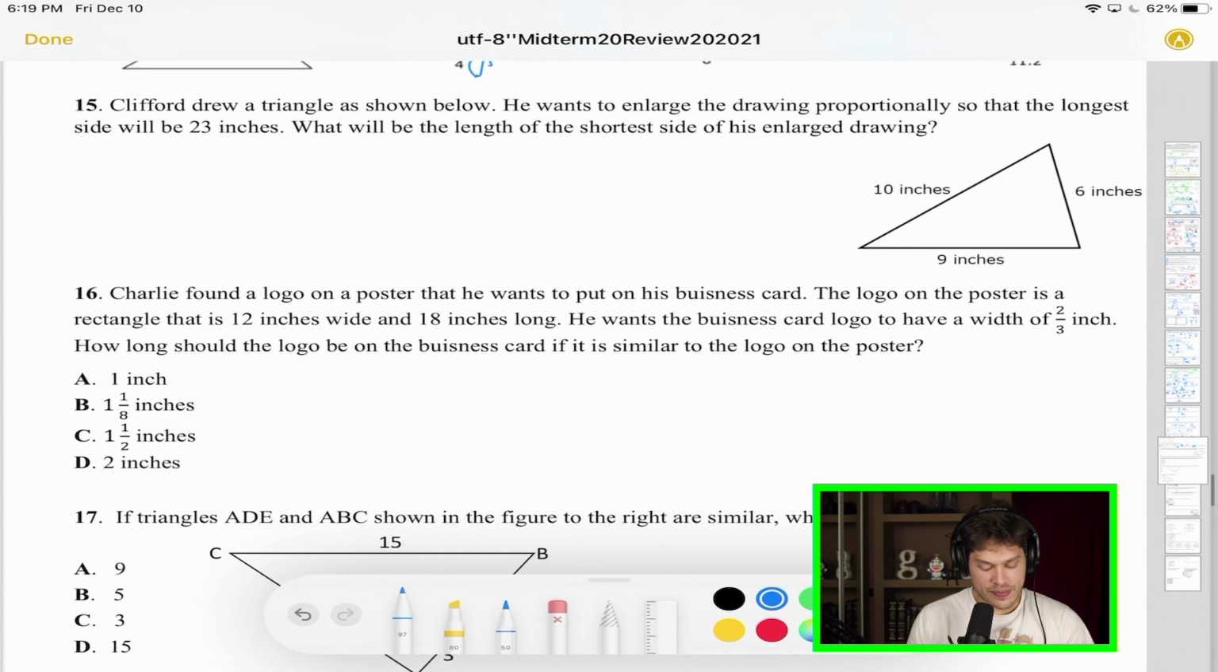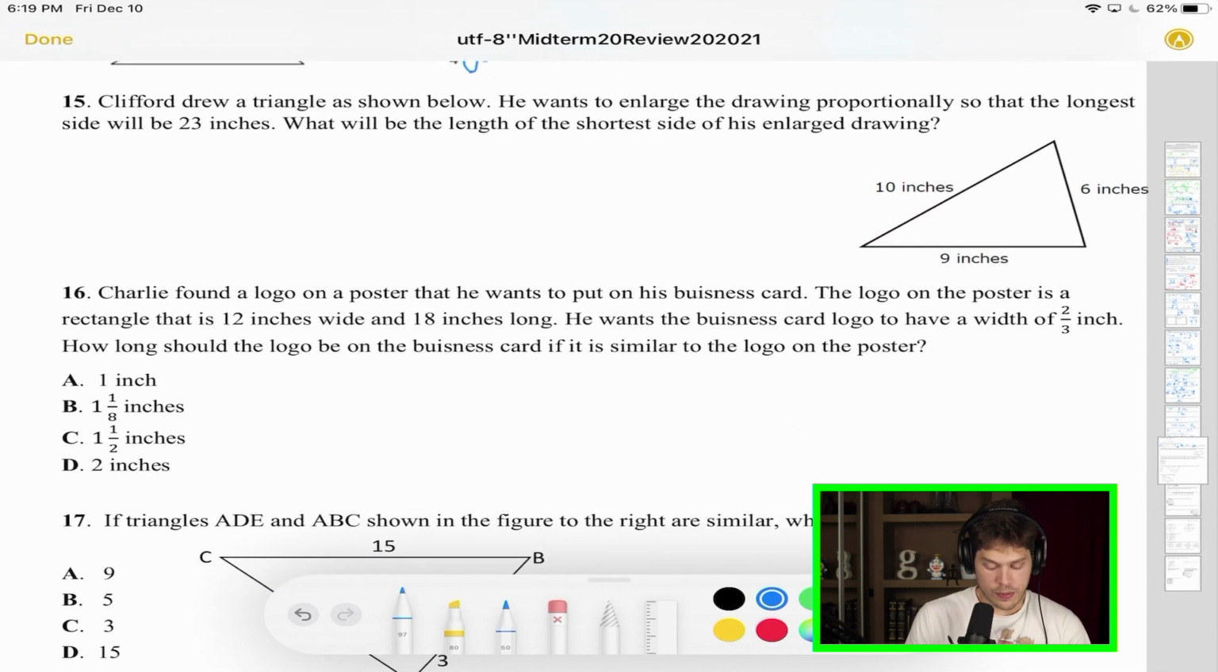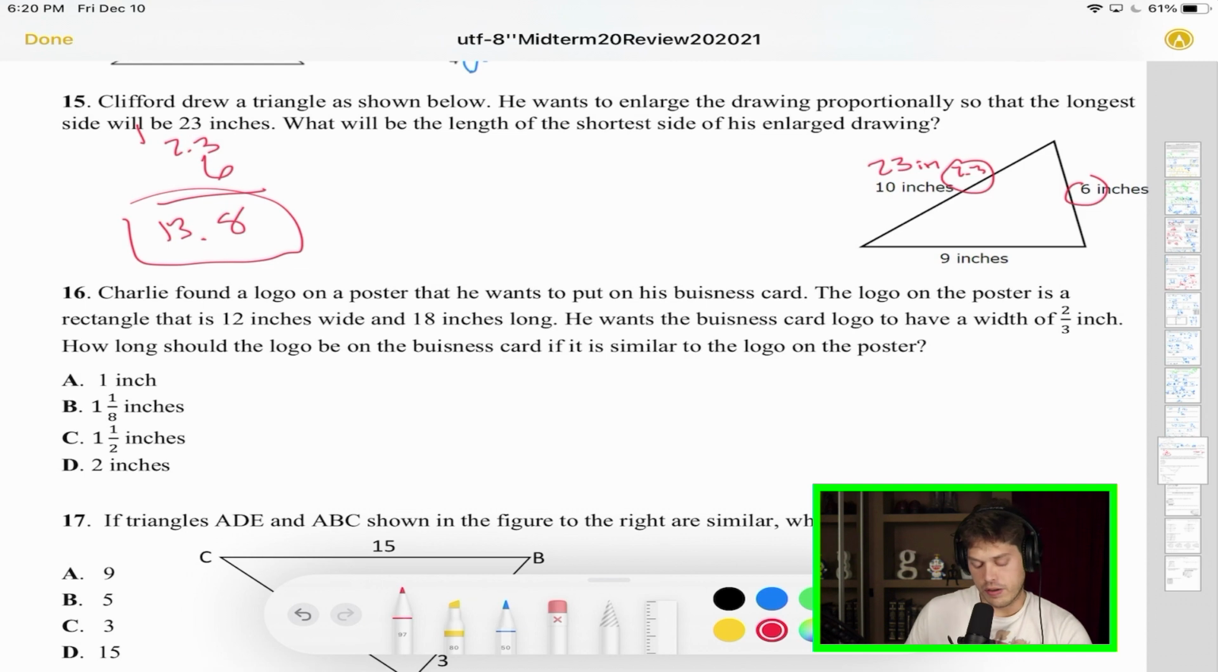Number 15. Clifford drew a triangle as shown below. He wants to enlarge the drawing proportionally so that the longest side will be 23 inches. What will be the length of the shortest side? If he enlarges this such that this is 23 inches, then that's a multiplier of 2.3. The shortest side is currently 6, so 6 times 2.3 is what? 6 times 3 is 18, 12, 13, put your decimal. So our shortest side will be 13.8 inches.